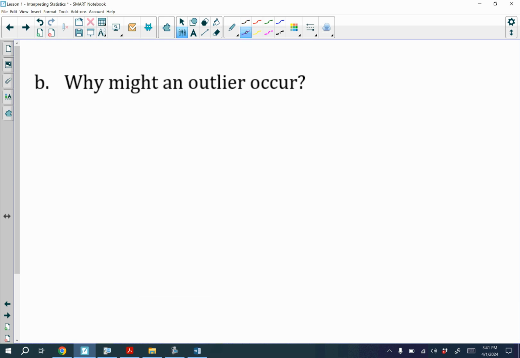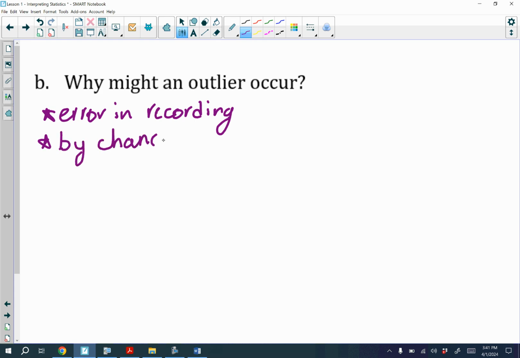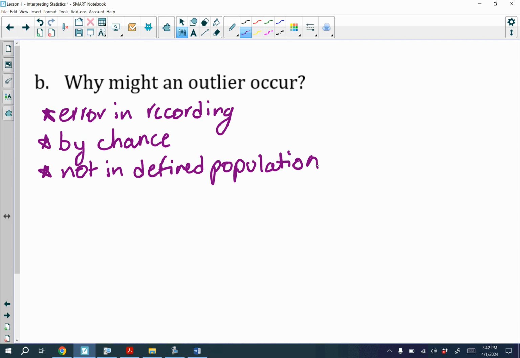So some ideas that could occur with outliers is that there may be an error in recording. That does happen. Or it may just happen by chance. You know, the real world is not perfect, so it is possible that an outlier occurs, not in a defined population. And you may have some other ideas as well. So that could be true of why outliers occur.